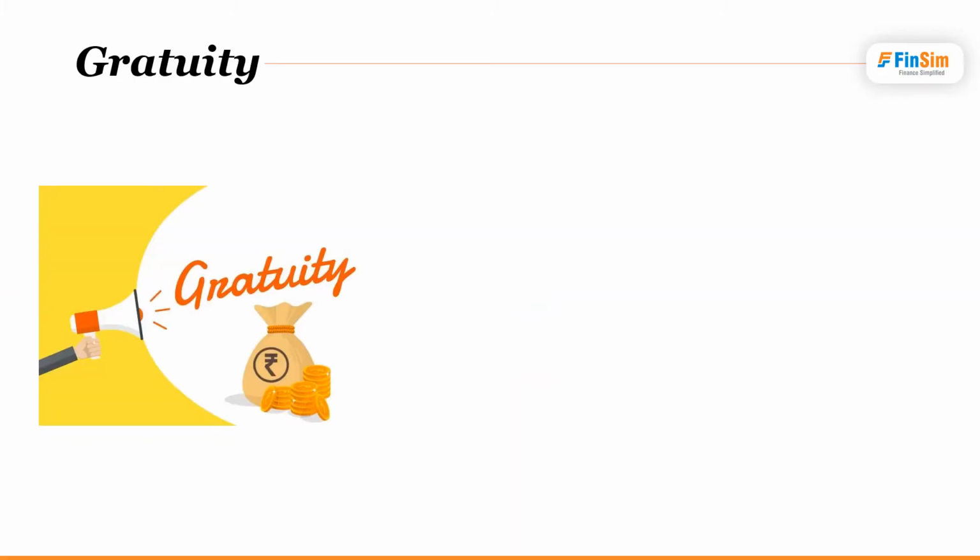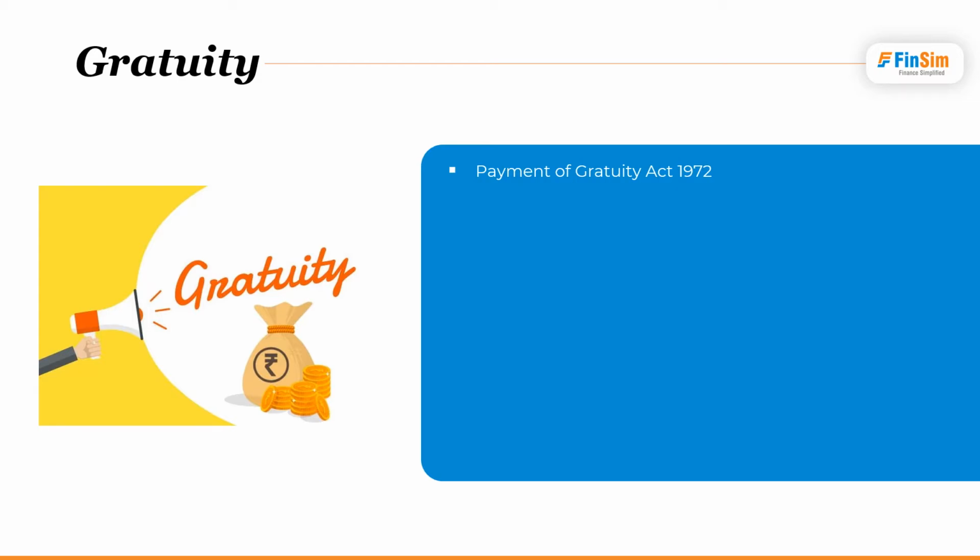Let's begin with the basic question. What is gratuity? Gratuity is a benefit which is payable by the employer to the employee under the Payment of Gratuity Act 1972. It's basically a sum of money paid by an employer to an employee for the service rendered in the organization. It is mandatory for any private sector or public sector organization with 10 or more employees to pay gratuity to all its employees.